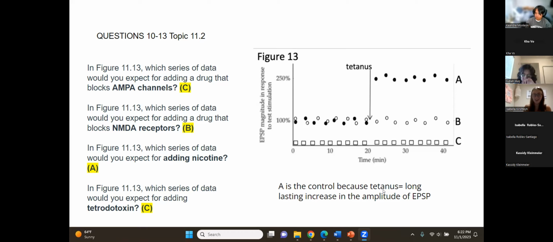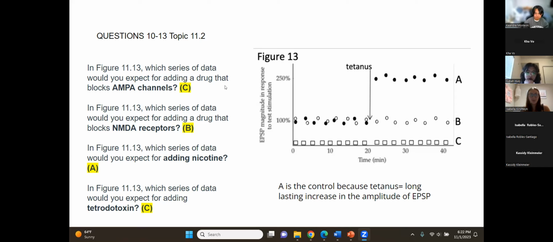So to summarize all of that, AMPA channels are always there, and they help create the EPSP. The NMDA receptors only open when there's a strong depolarization and glutamate, and they allow for more AMPA channels to be integrated into the postsynaptic neuron, so that you can have a stronger EPSP because there are more AMPA channels.